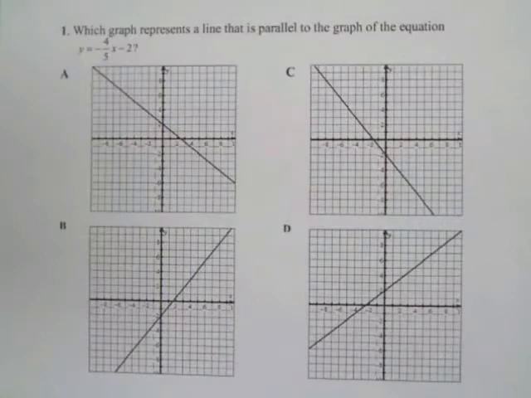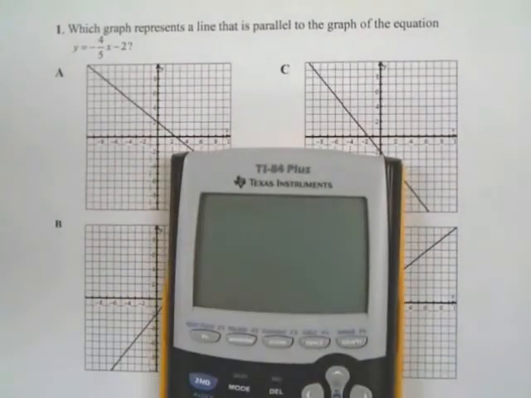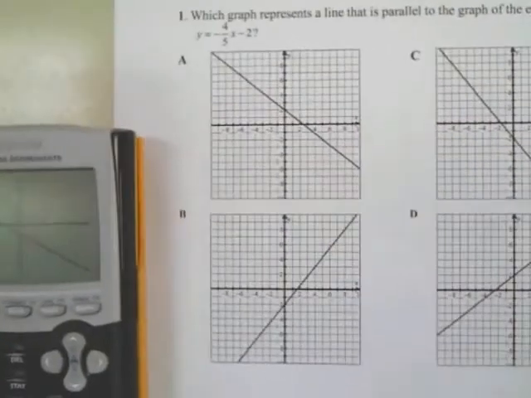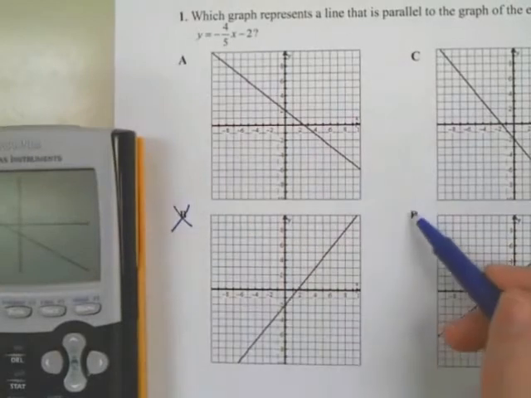Which graph represents a line that is parallel to the graph of the equation y equals negative 4/5 x minus 2? If we look at the graph of y equals negative 4/5 x minus 2, we can see that that is a line that is slanted downhill because the slope is negative, and we want a line that is parallel to that. So we can eliminate B and D.